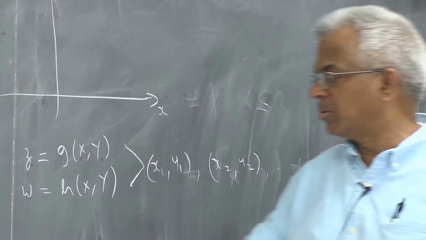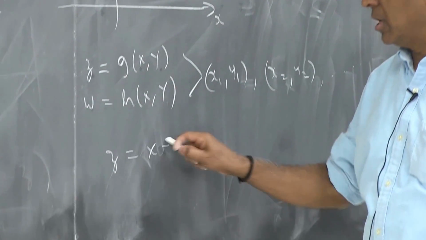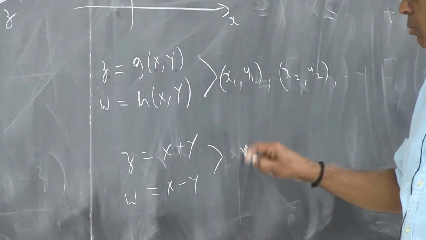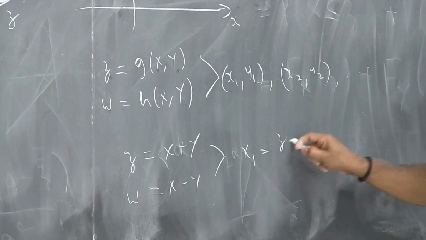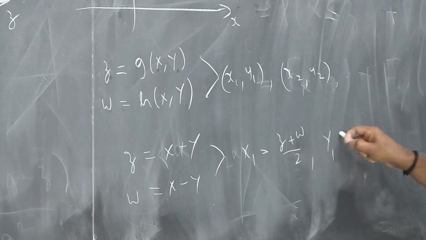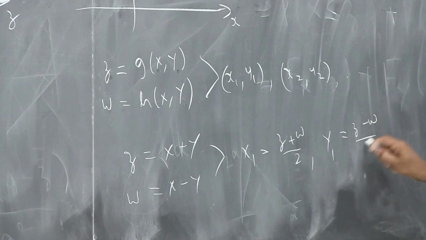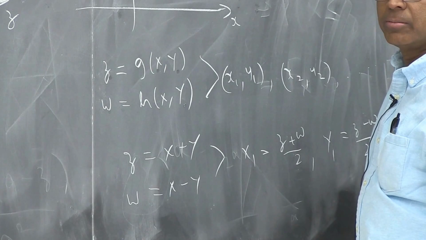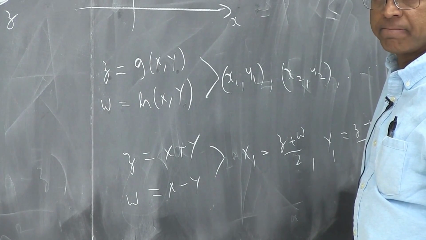So let me give you an example. Suppose Z is x plus y, W is x minus y. Of course here you only have one solution. X1 is (Z plus W) by 2. Y1 is (Z minus W) by 2, right? But you can imagine if this was square or etc., there will be multiple solutions, right?